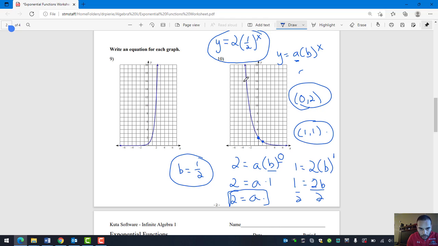Okay, same sort of principle with number 9, but what I will warn you about is that the numbers are a little bit nastier with this one. So here's what you need to know. This point right here is (0, 1/2), and then this point right here is (1, 2.5). Okay, if you have these two pieces of information, you have enough to be able to solve this exponential growth equation. It will follow this format.